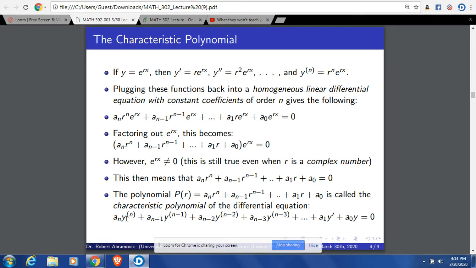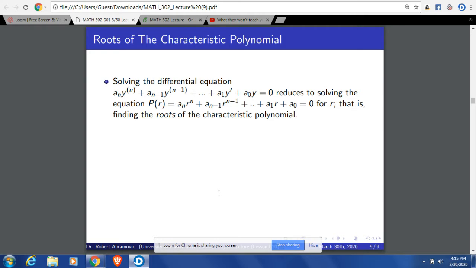So each linear differential equation of order n with constant coefficients has a corresponding characteristic polynomial. It's formed by replacing y with r, and each number of times it's differentiated with the corresponding power in the exponent. Because of this, solving the differential equation reduces to setting the characteristic polynomial equal to 0 and solving for r. Equivalently, finding the roots of the characteristic polynomial.